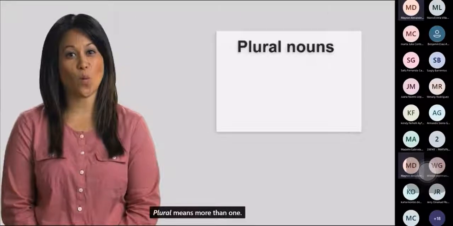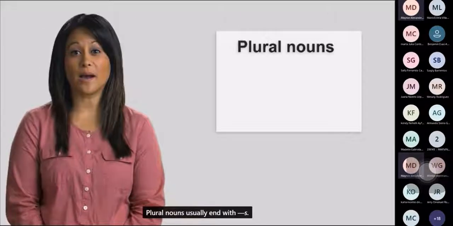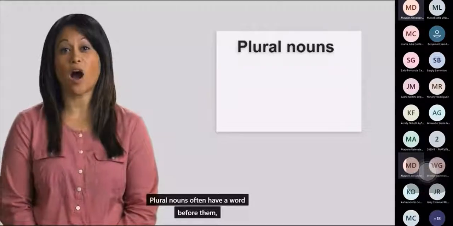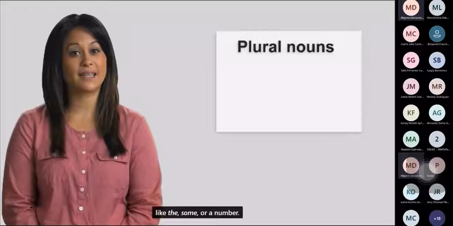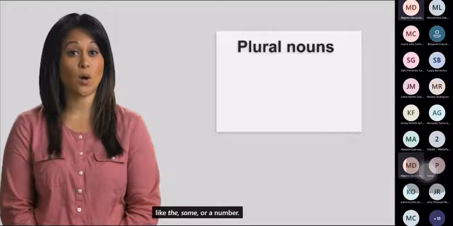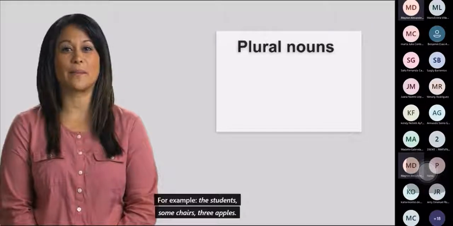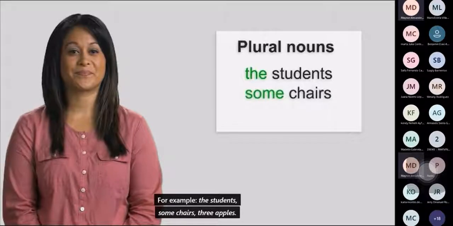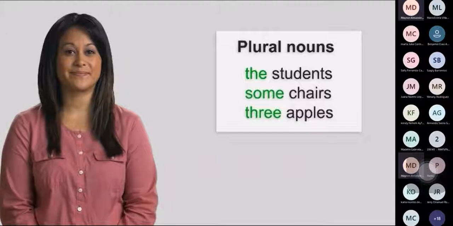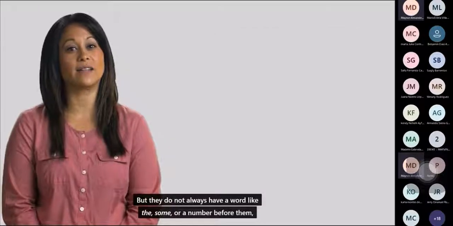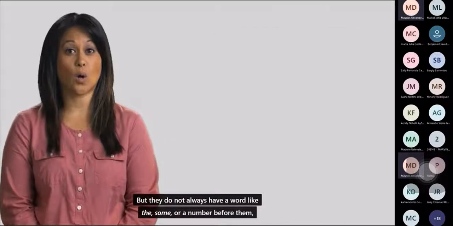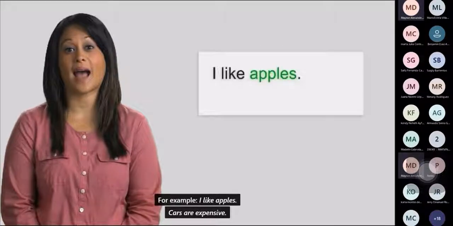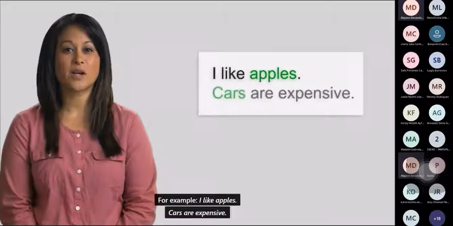Plural means more than one. Plural nouns usually end with S. Plural nouns often have a word before them, like the, some, or a number. For example, the students, some chairs, 3 apples. But they do not always have a word like the, some, or a number before them. For example, I like apples. Cars are expensive.